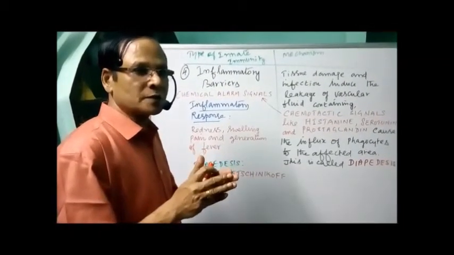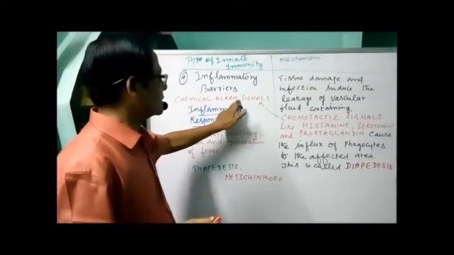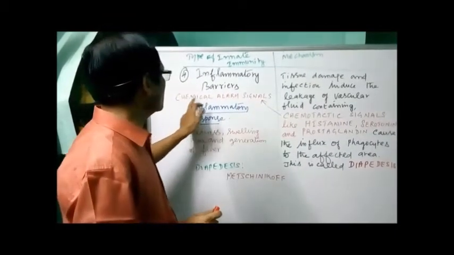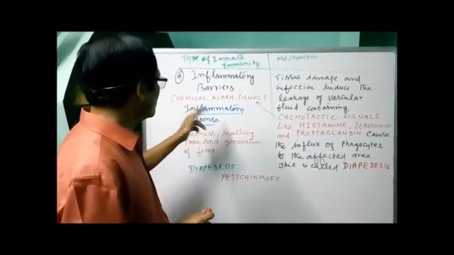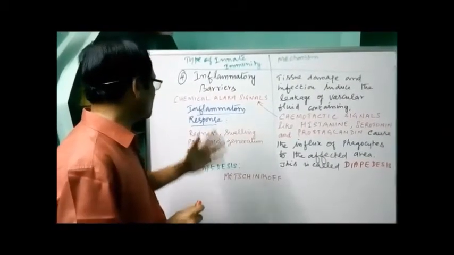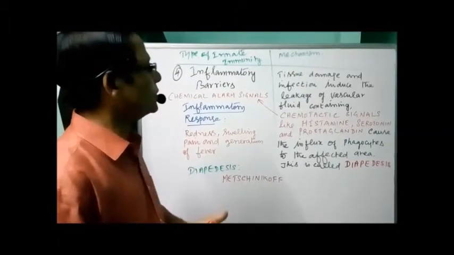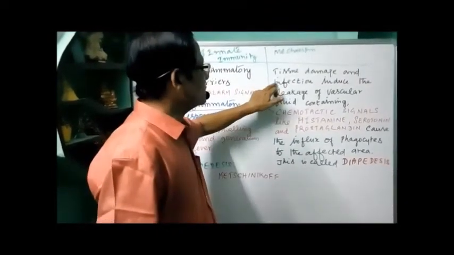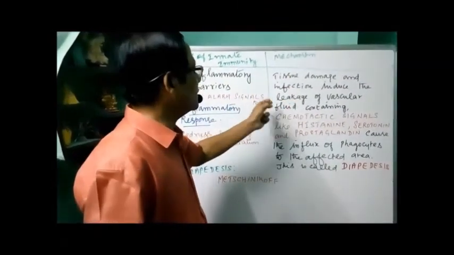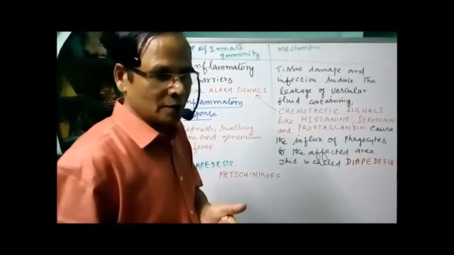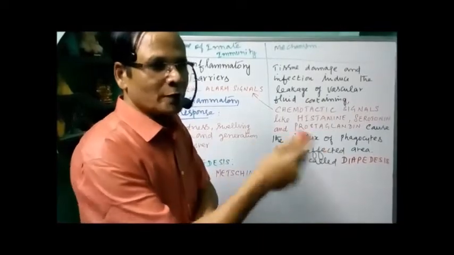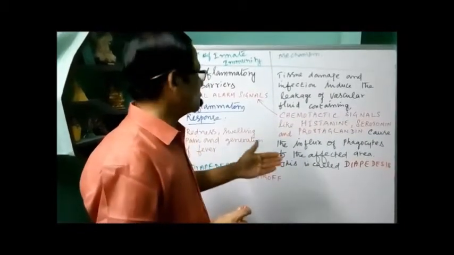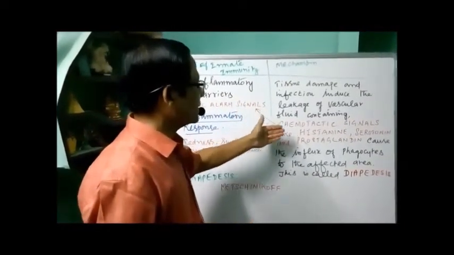This is because of the release of certain chemicals. They are called chemical alarm signals or chemotactic signals that result in the following responses, together called the inflammatory response: redness, swelling, pain and generation of fever. So at the place of tissue damage or due to infection, these factors induce the leakage of vascular fluid, nothing but the blood, from the blood vessels into the spaces where the infection or injury occurs. And this fluid contains, as I mentioned already, the chemical alarm signals or chemotactic signals.